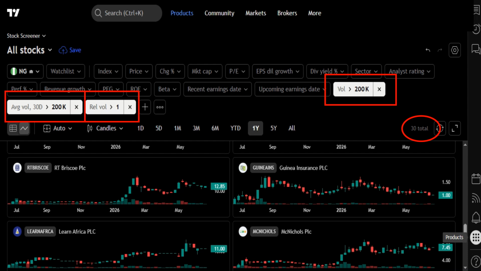Now, for beginners, these three filters alone can dramatically improve your stock selection process. They help remove dead stocks, inactive stocks, and many low liquidity traps, okay?